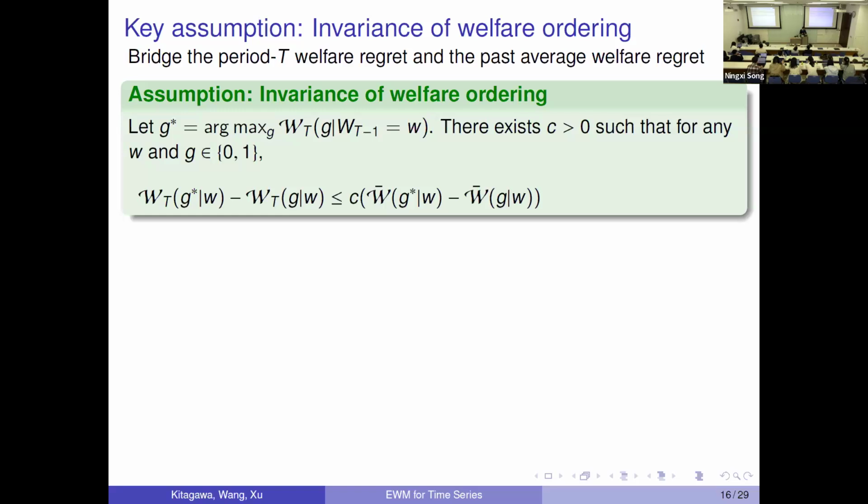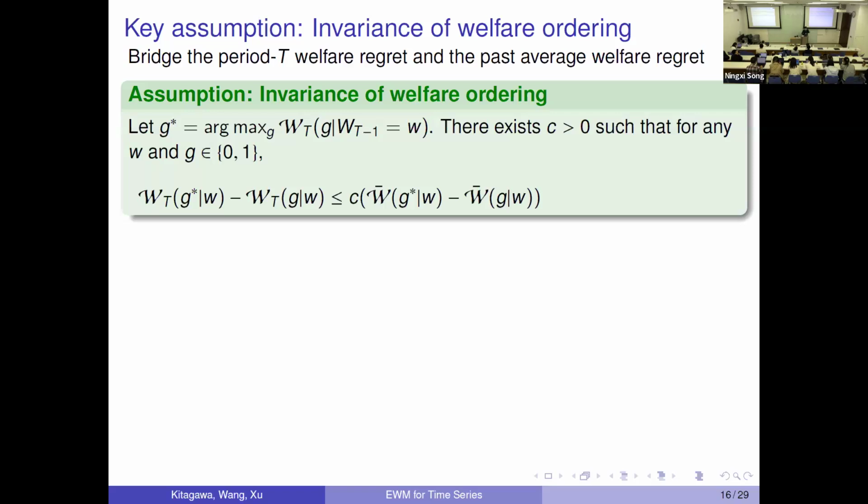So we want to assume what we call the invariance of welfare ordering, which is basically an assumption linking to the target of our interest. The target of our interest is basically the left-hand side of this inequality, which is the optimal welfare minus the welfare under some arbitrary policy G. And then we want to impose this inequality such that the left-hand side is smaller than some constant times the difference evaluated with the intermediate welfare defined in the previous page.